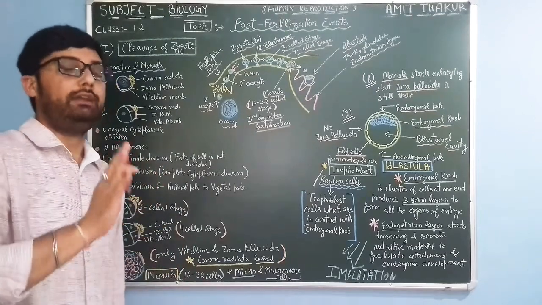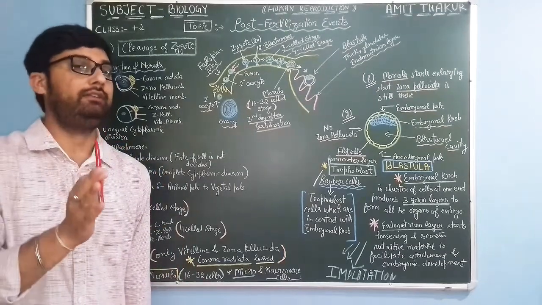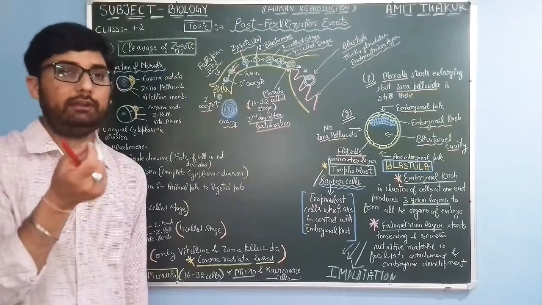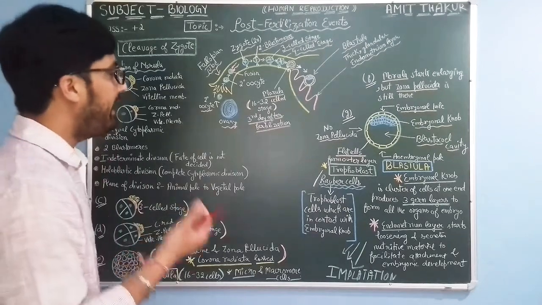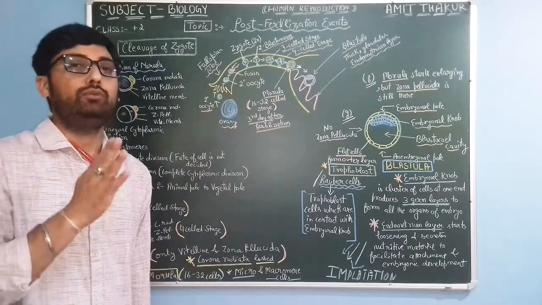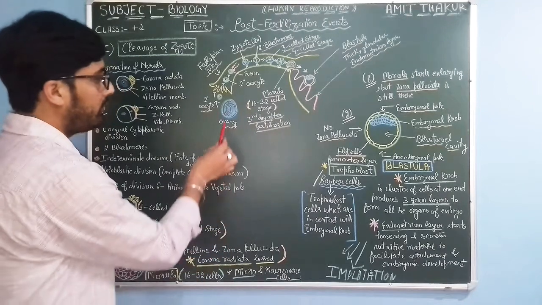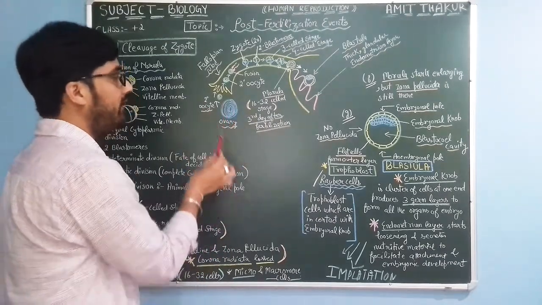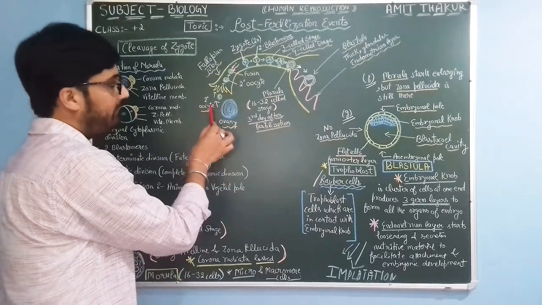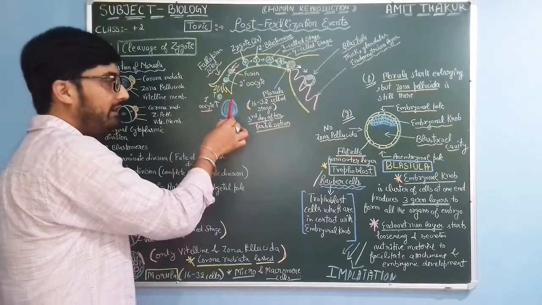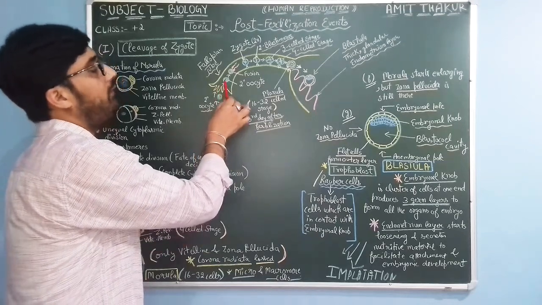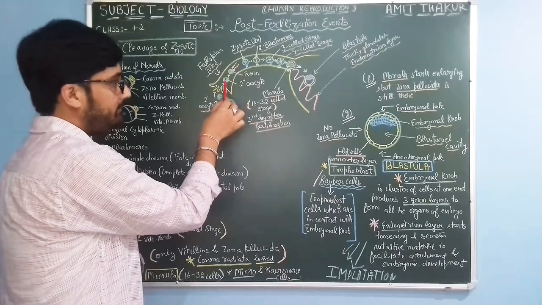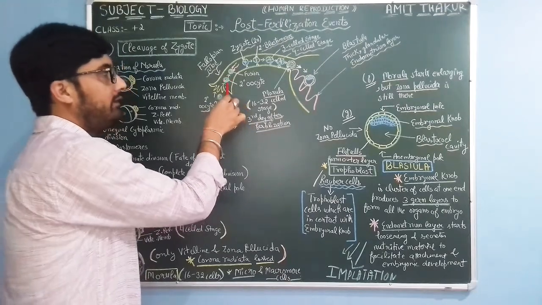During the menstrual cycle, when the ovulatory phase comes at the 14th day, ovulation occurs and a secondary oocyte is released from the ovary. This secondary oocyte is transferred to the fallopian tube. Here you can see the secondary oocyte has now reached inside the fallopian tube.